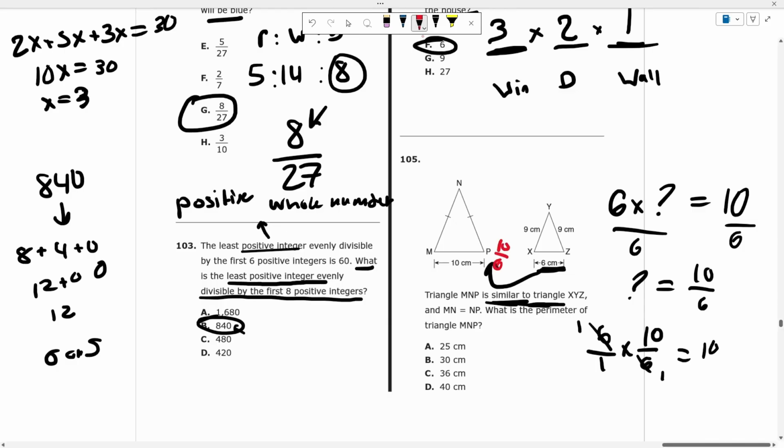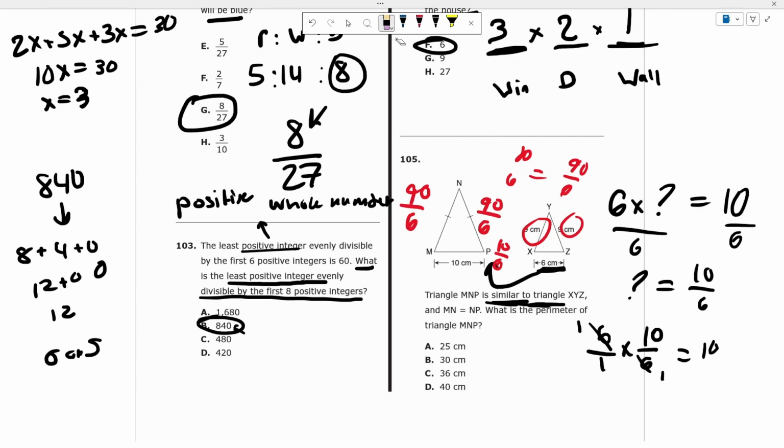So let's convert the XYZ triangle sides into the MNP triangle sides. If I know that 10 over 6 is always going to give me every single side, let's multiply it by the 9 and the 9 over here. So 9 over 1 times 10 over 6 is going to equal 90 over 6. So I know that this side is equal to 90 over 6. And because MN is equal to NP, I know that this side is also equal to 90 over 6. So all that I did just now was I found the scale factor.